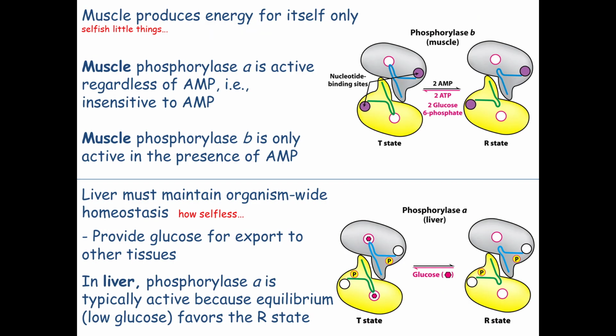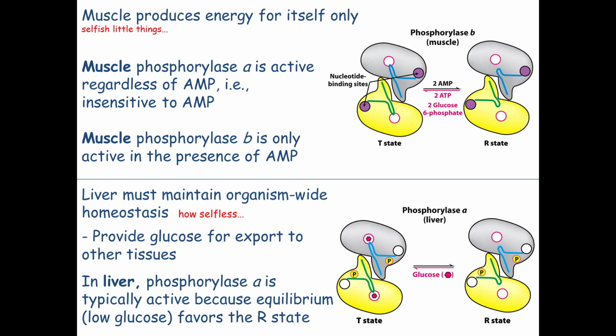Okay. So that's what this slide is describing. And I just want you to look at the picture on the right. At the top, in the muscle, you notice the binding of glucose is what tells this thing to become active or less active. And at the bottom of the slide, phosphorylase A in liver, the binding of glucose decides if this thing is going to be active or inactive.